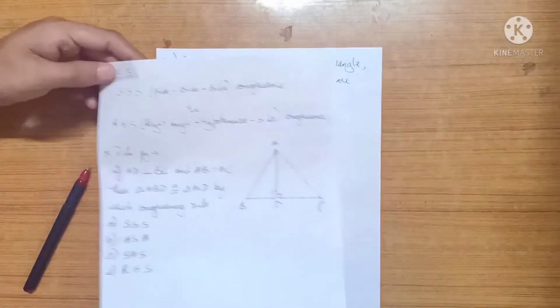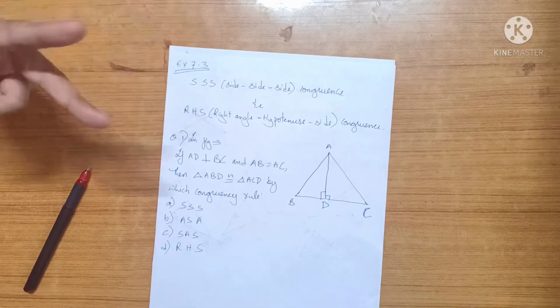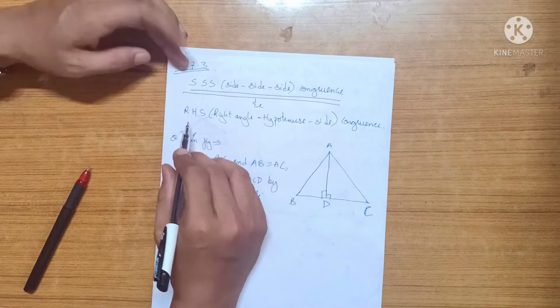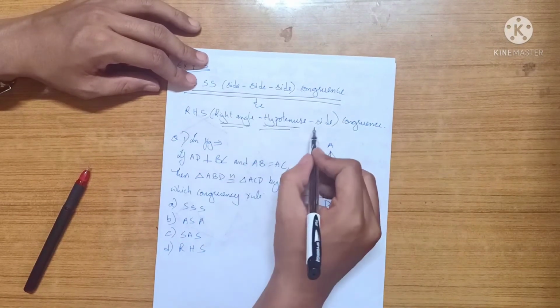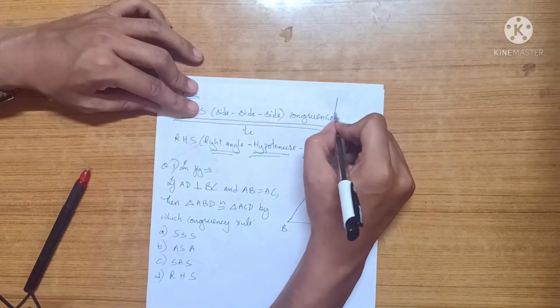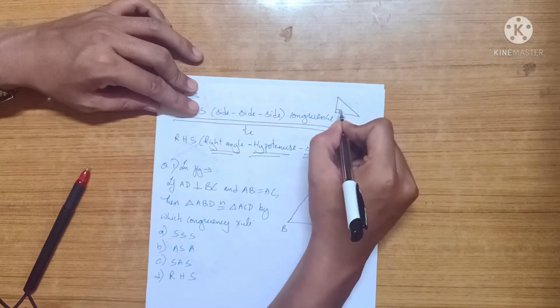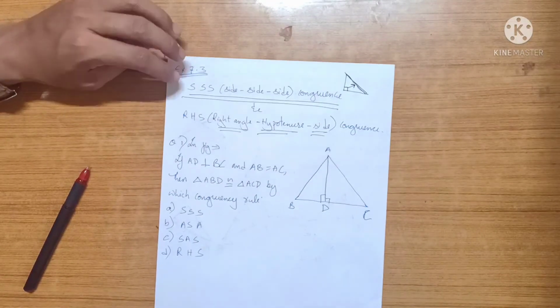let's go to the next question, 7.3. In 7.3, we have two new rules, SSS, which we already know, of course, and RHS, which is right angle, hypotenuse and side. When I say hypotenuse, it literally means when you draw a right angle triangle, this is 90 degrees, then this side is called the hypotenuse, which will always be the longest side in a right angle triangle.